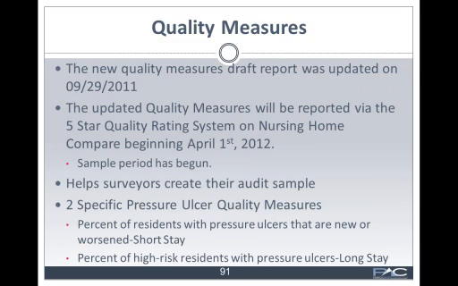So the quality measures specifically are going to have 2 different measures. There's going to be a short stay and a long stay. The short stay measure is the percent of residents with pressure ulcers that are new or worsened. And the long stay is a percentage of high-risk residents with pressure ulcers.